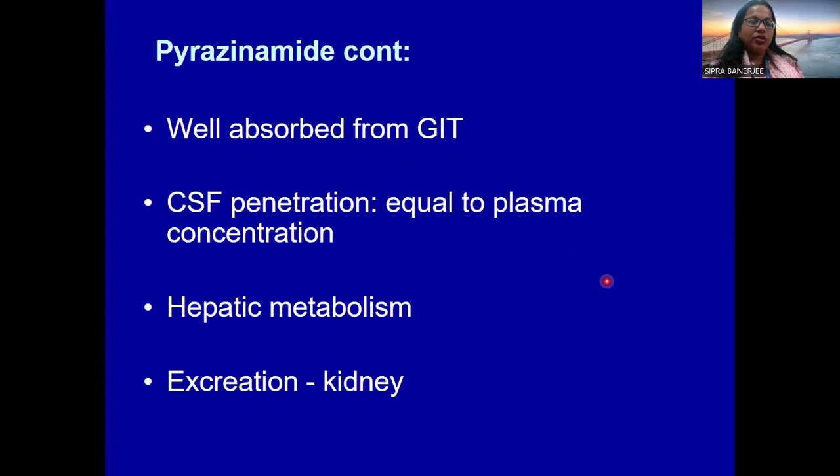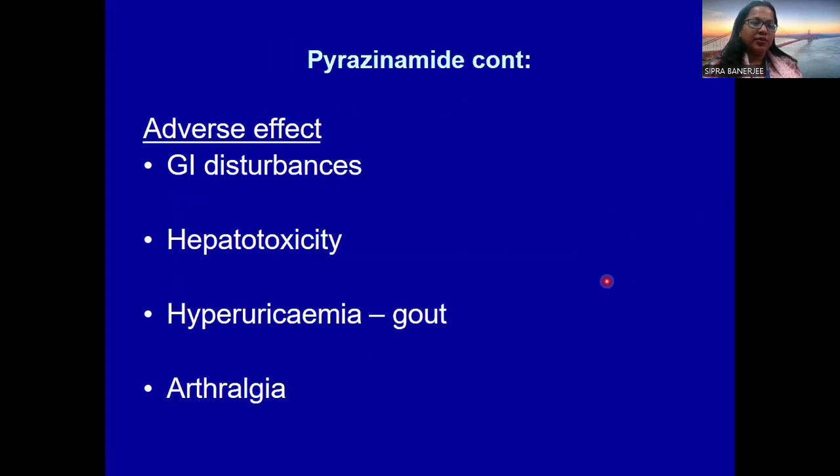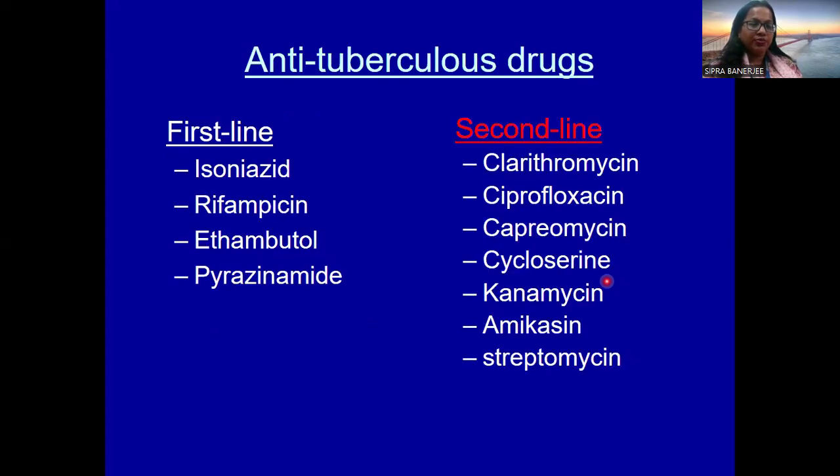They are also well absorbed from the GIT, and CSF concentration is equal to plasma concentration. They can easily penetrate the CSF. Hepatic metabolism is also found, and excretion is through the kidney. Their adverse effects are GI disturbance, hepatotoxicity, and hyperuricemia. Gout can be there, and arthralgia, pain in the joints.